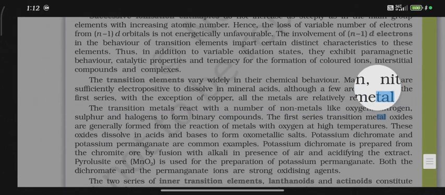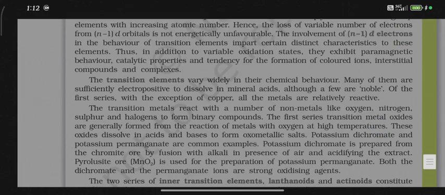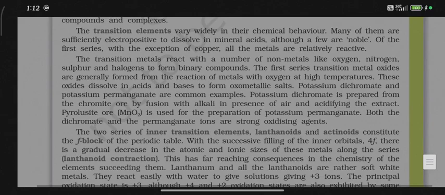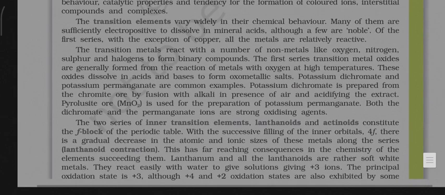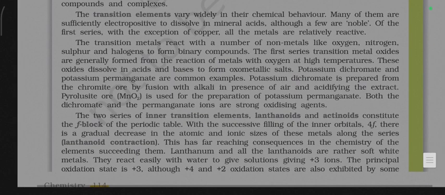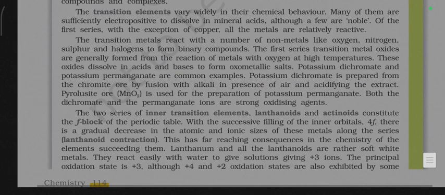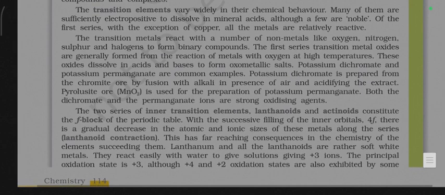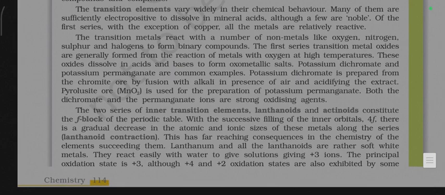The transition elements vary widely in their chemical behavior. Many of them are sufficiently electropositive to dissolve in mineral acids, although a few are noble. Of the first series, with the exception of copper, all the metals are relatively reactive. The transition metals react with a number of nonmetals like oxygen, nitrogen, sulfur, and halogens to form binary compounds.